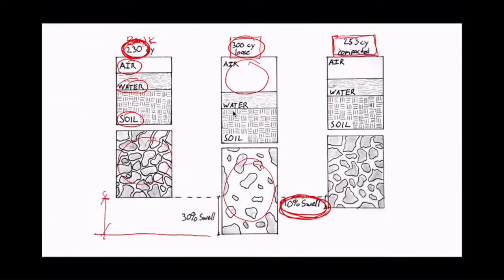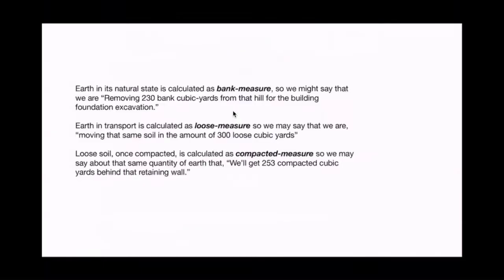Now let's go ahead and talk about that more. We have bank measure, we have a loose measure, that's when it's on a pile, and we have compacted measure. And when we go from bank measure to loose measure, it's always getting fluffier. And when we go from loose measure to compacted measure, it's always getting less fluffy, it's always getting more compacted. But when we go from bank measure to compacted measure, it's usually getting more fluffy, but not always. And we'll get into that in a minute.